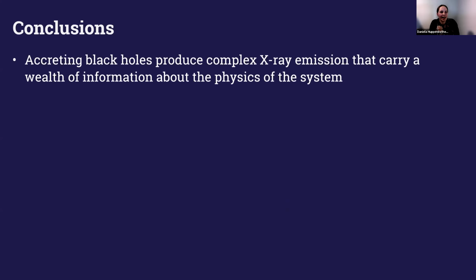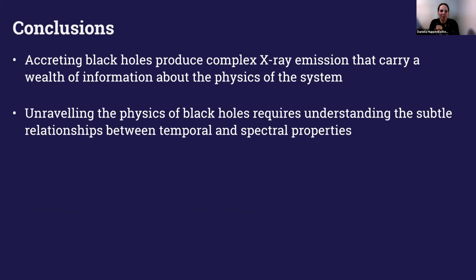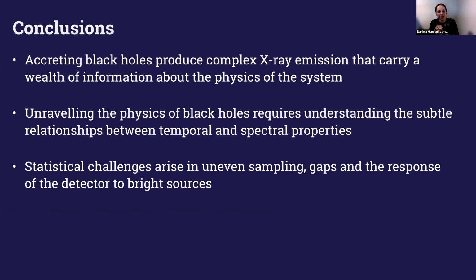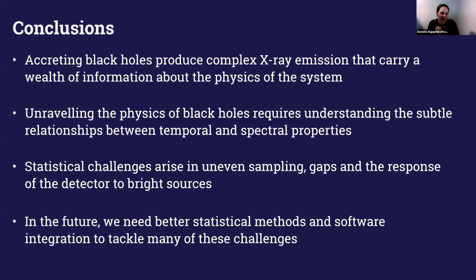All right. To conclude, I hope I've shown you that accreting black holes produce a very complex X-ray emission that carries a lot of information, but you really need to understand the subtle relationships between the temporal and the spectral properties, and in the future also between those and polarimetry. And there are lots of statistical challenges, things like uneven sampling and gaps and detector responses, that we're trying to grapple with. In the future, we need both better statistical methods and also better software integration to tackle many of these challenges.